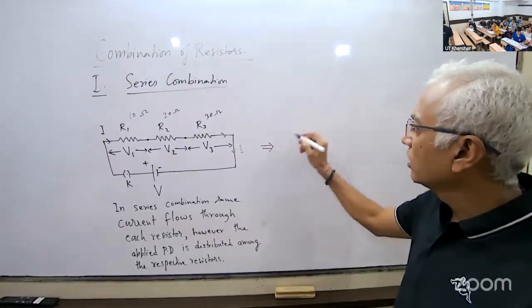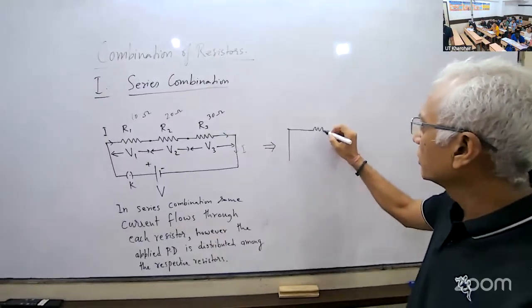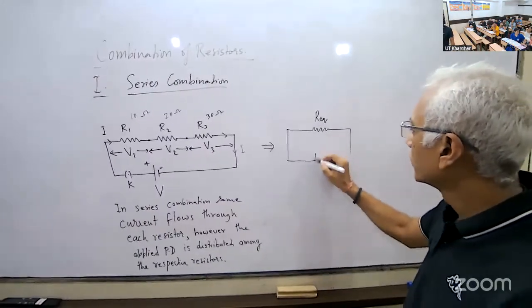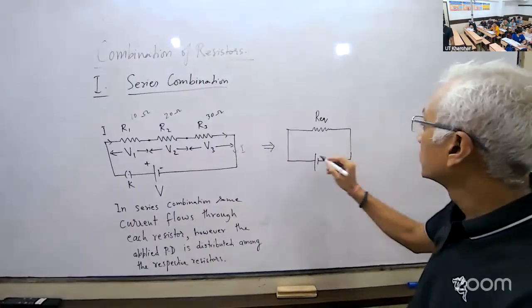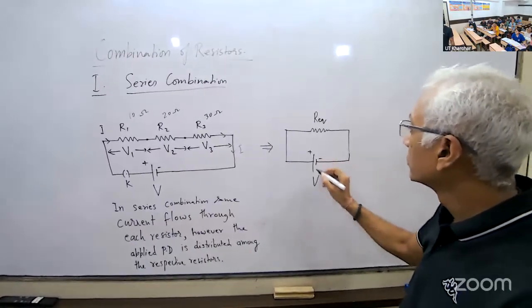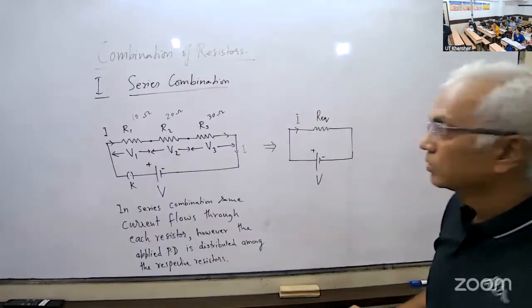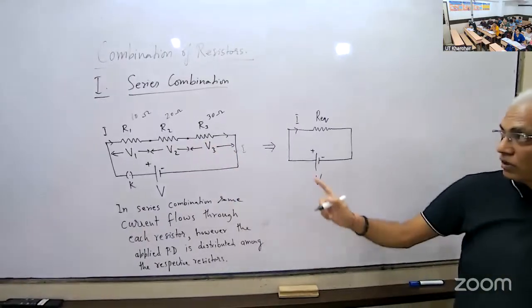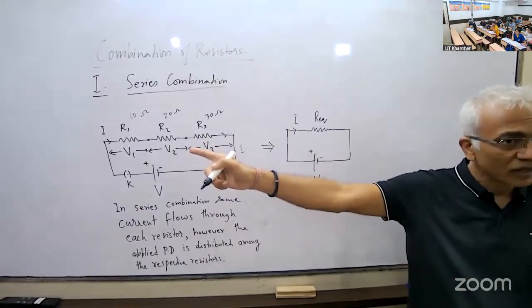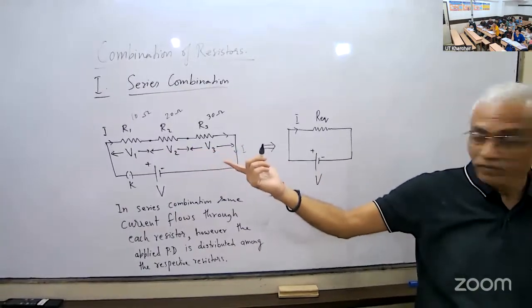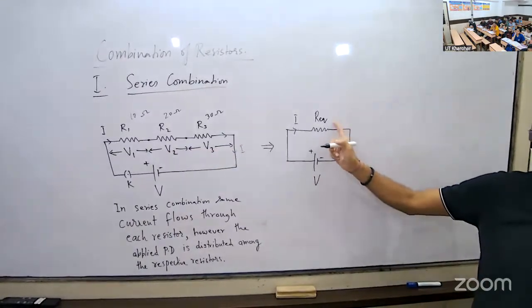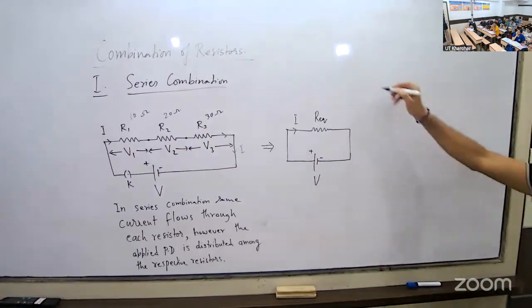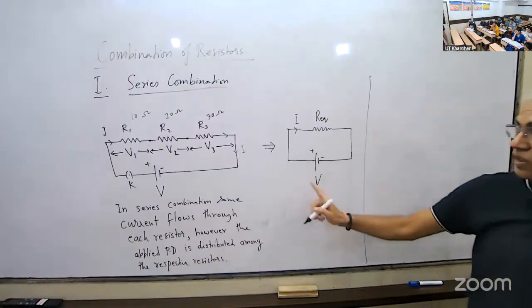So let's say the equivalent of all this is R equivalent. If R equivalent is the same as the series combination of R1, R2, R3, then the current will remain the same. Correct? Current is the same. So let us find out the relation between R equivalent and R1, R2, R3. This is what we want to do. So this is the equivalent circuit.